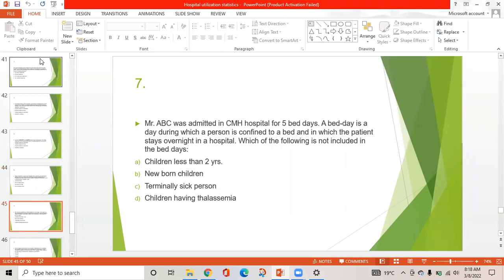Seventh MCQ: Mr. ABC was admitted in CMH hospital for 5 bed days. A bed day is a day during which a person is confined to a bed and in which the patient stays overnight in a hospital. Which of the following is not included in the bed days? Option A, children less than 2 years. Option B, newborn children. Option C, terminally sick person. And option D, children having thalassemia.